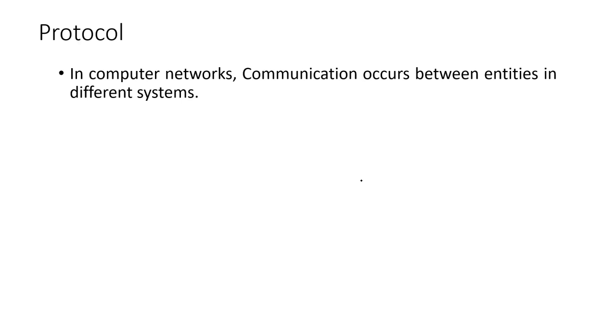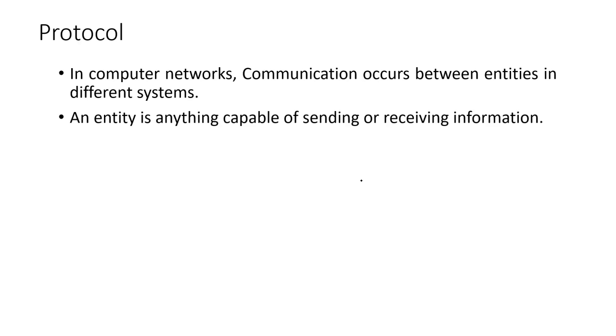In computer networks, communication, that is exchange of information, occurs between two entities in different systems, that is between the sender and the receiver. That entity can be anything which is capable of sending or receiving the information, either your computer system, your mobile phone, or any type of electronic gadget.